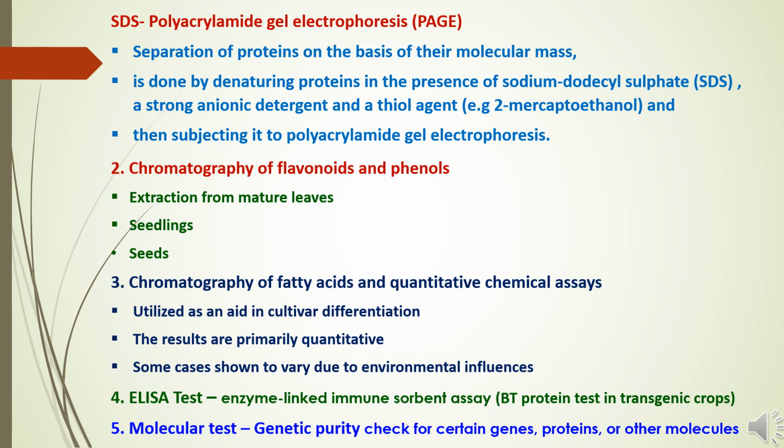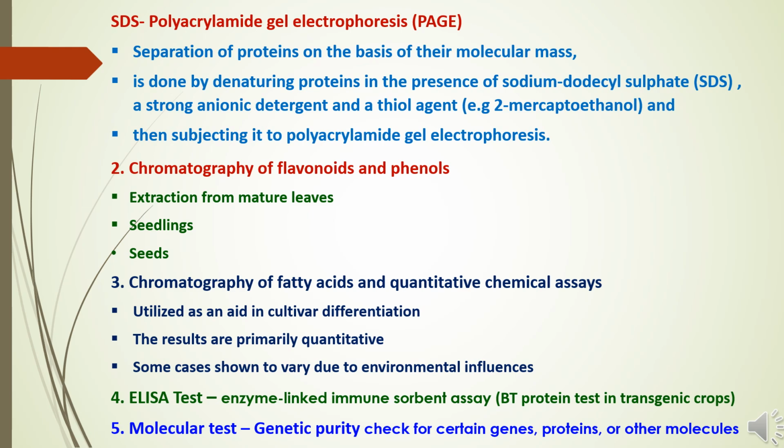Other chromatography tests are also done. The first one is chromatography of flavonoids and phenols, where variety differences based on the chromatography of flavonoids and phenols extracted from mature leaves, seedlings, and seeds have been reported. Extracted compounds are separated due to characteristics of solubility, with their different rates of migration in a solvent system.